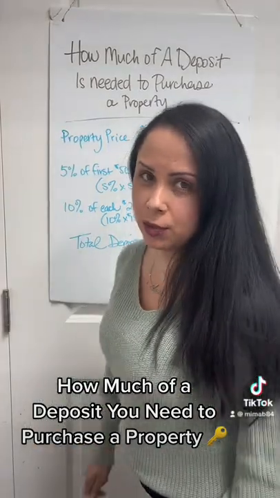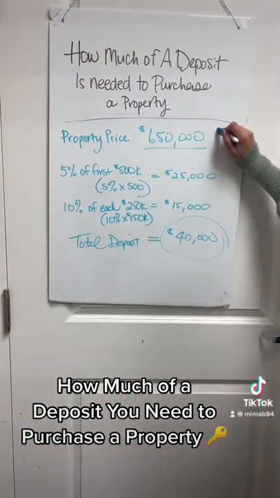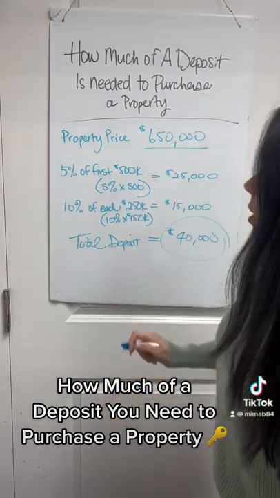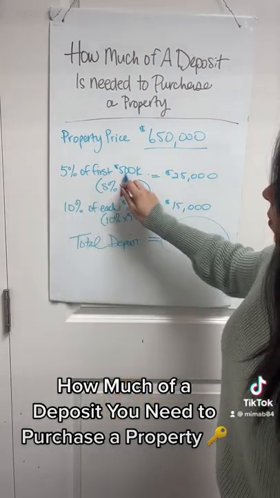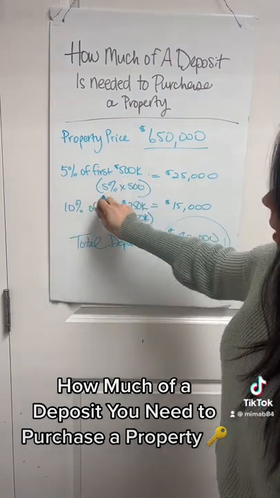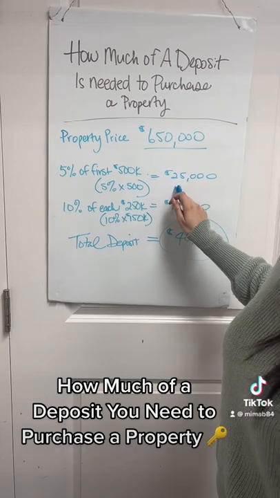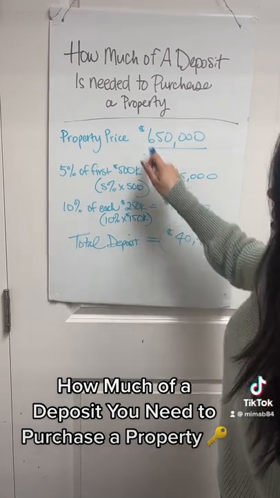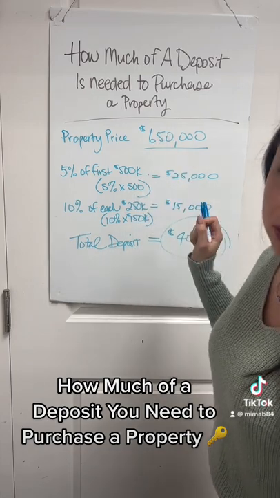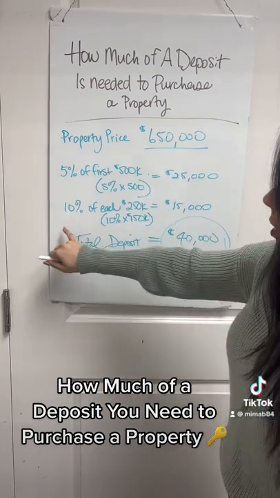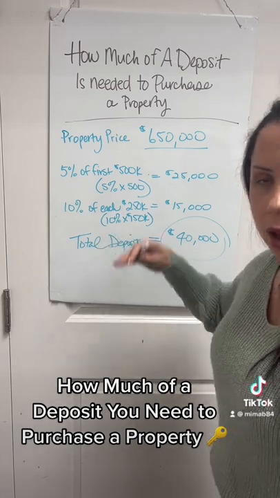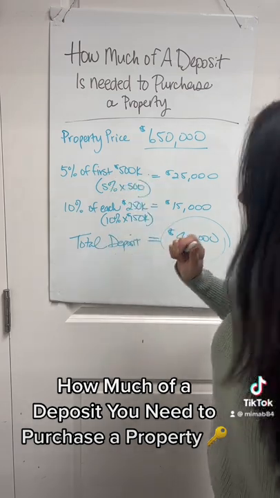All right, so this is the way that it works. The property is $650,000, and the way the deposit is broken down is that it's 5% of the first $500,000 of the sale price. So I'm going to take that 5% times 500,000, which is 25,000. We know that the property price is not just 500, it's 650. So there's an additional 150,000 now. And then it goes up to 10% for each additional 250, just up until we get to a million.